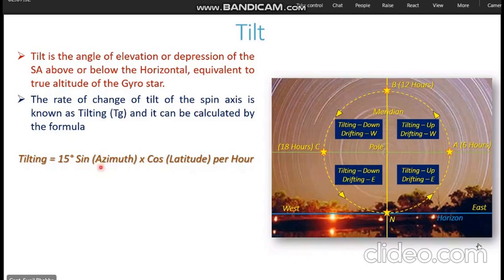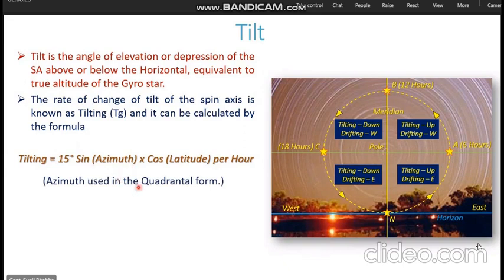So azimuth is basically the azimuth of the gyro star at any particular instant, or you can say the drift of the spin axis, and the latitude is the latitude of the observer or wherever the gyro is placed. And this value which we will obtain is basically the rate of change of tilt or tilting per hour. So in 1 hour, the tilt is going to change by this much of a value.